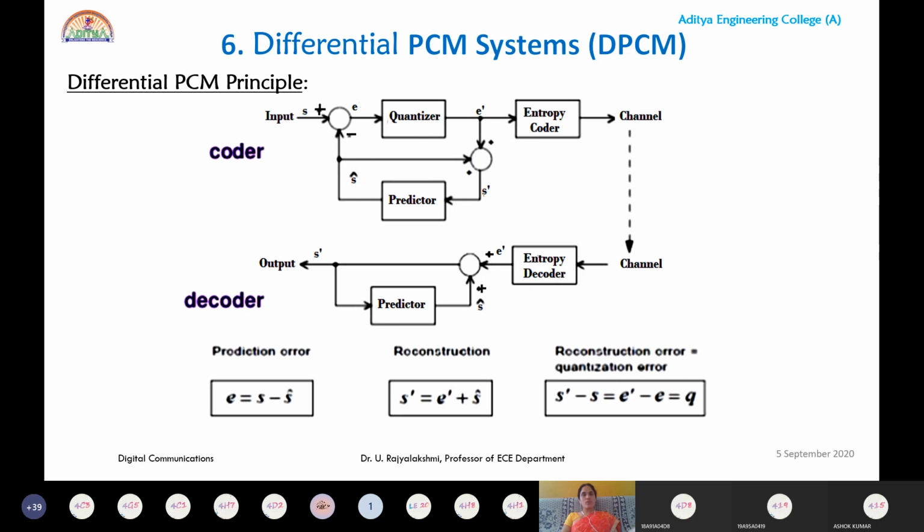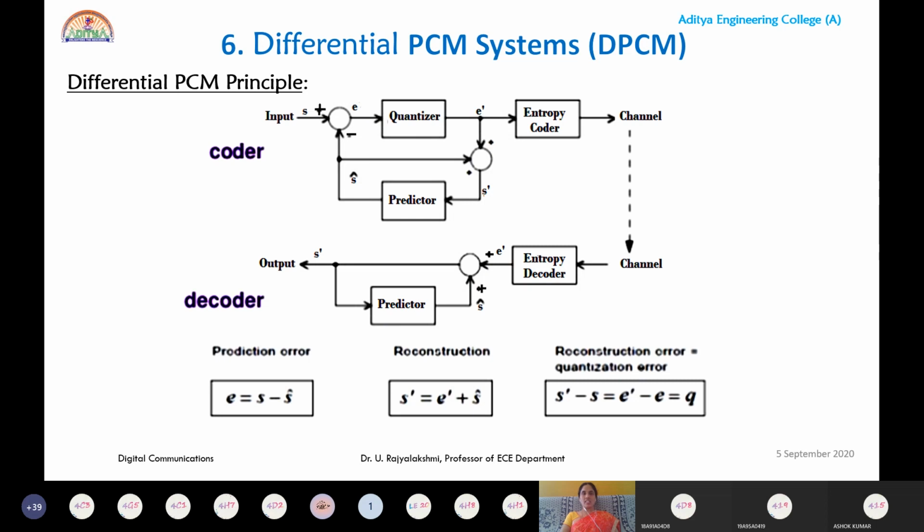Now, all of the students, you can take 101 as the input and 100 as the S cap, the past data. The difference bit will be E. Let us take the present sample data as 101 and past sample data as 100. So what will be E? E is equal to 1 here. Only that difference data bit will be applied to the quantizer.